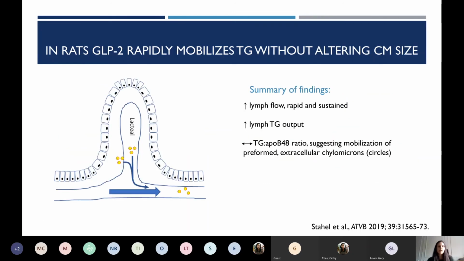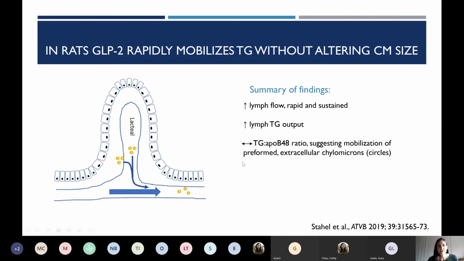We did the same surgical cannulation model in rats, and in this case, we saw that GLP-2 rapidly mobilizes TG without altering chylomicron size. So we see a robust and very rapid increase in lymph flow that's sustained throughout the 2 hour period after giving GLP-2 or placebo. And we see an increase in lymph TG output.